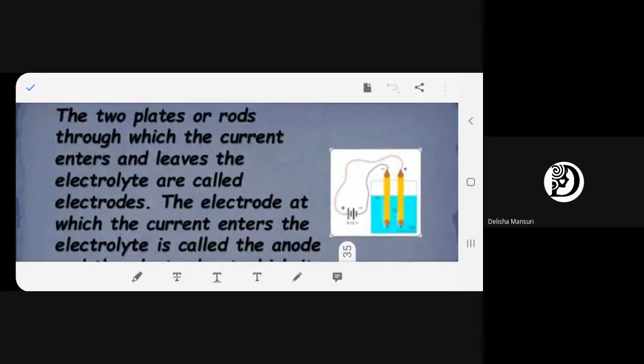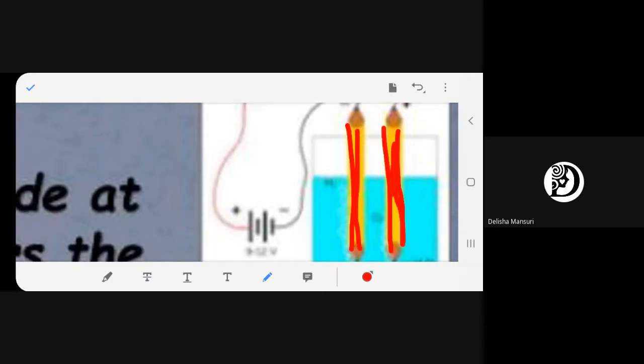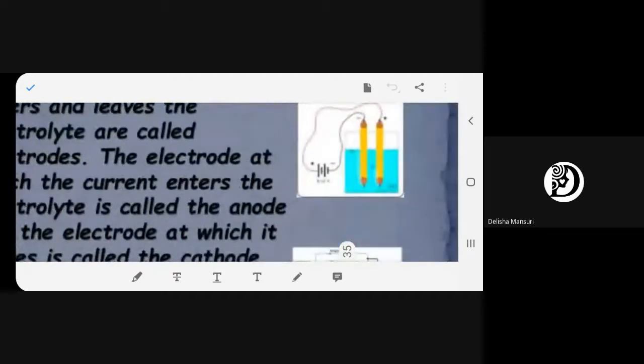The two plates or rods through which the current enters and leaves the electrolyte are called electrodes. So what are electrodes? Just a moment. What are electrodes? These are the electrodes. Can you see this? All of you understood? And the blue one is the electrolyte. The solution is the electrolyte. Is it clear? Yes, ma'am. The rods are electrodes and the solution is electrolyte. You should know all these terminologies.